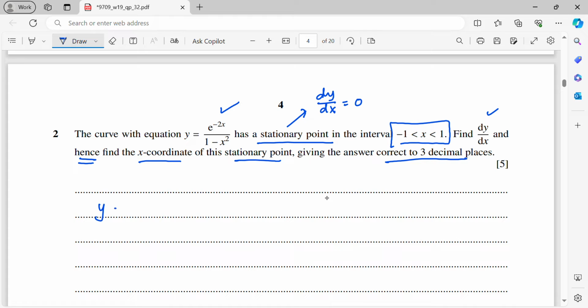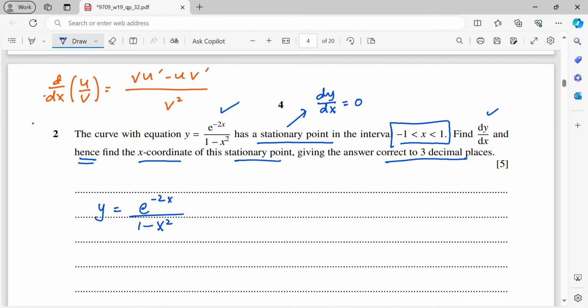Okay, so y equals e to the power negative 2x divided by 1 minus x squared. Now, this is a division of 2 functions. Therefore, we need to apply the quotient rule. The quotient rule says d over dx of u over v is over v squared, and the numerator will be v u prime minus u v prime. So now from here, I will write down my u and v first.